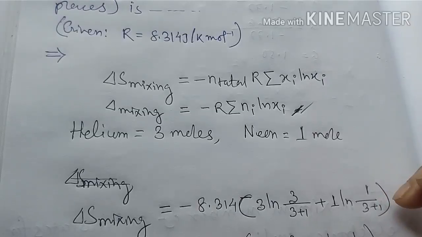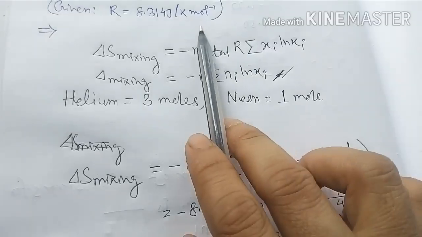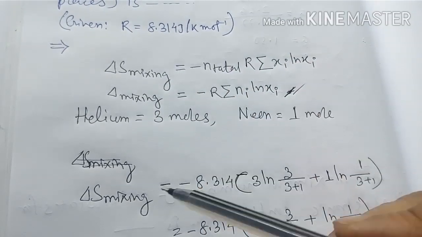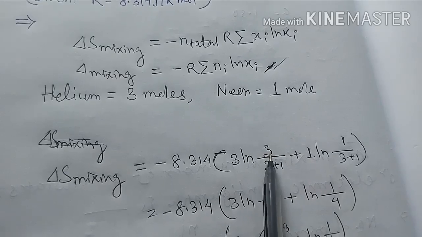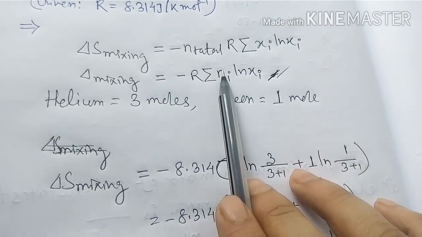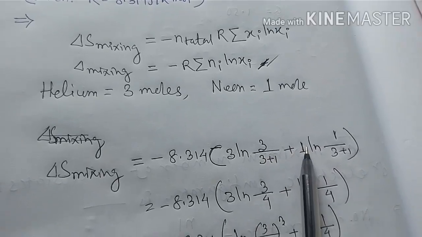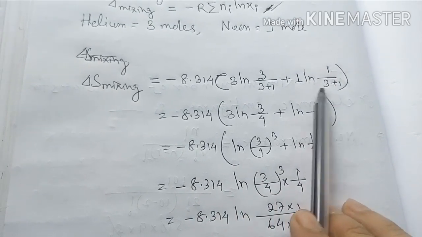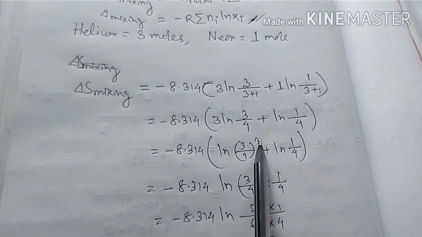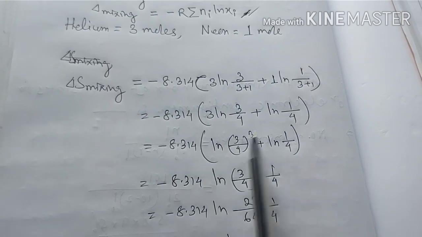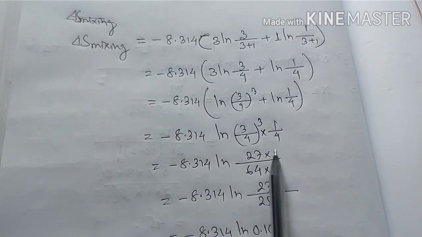The value of R is given. Summation means we have to sum. There are 2 types of components, helium and neon. Here ni means the individual component, and xi is the mole fraction. Then this one comes on the top side as a power, and then the log formula, which all of you know. After that, the calculation.